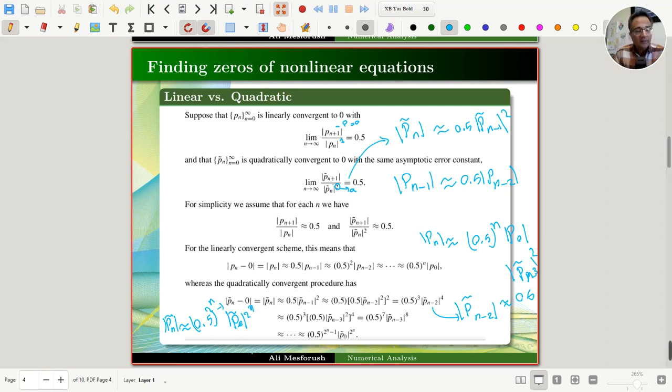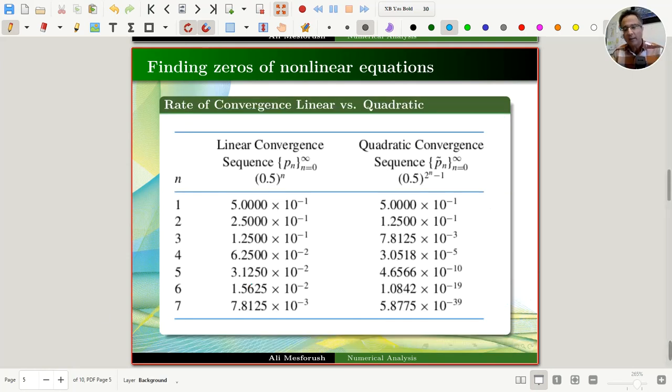And this means that the rate of convergence in the second sequence is much faster than the linear convergence, in fact. So you can see the concept of linear and quadratic convergence in this example.